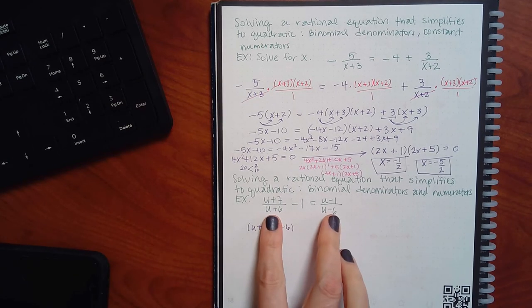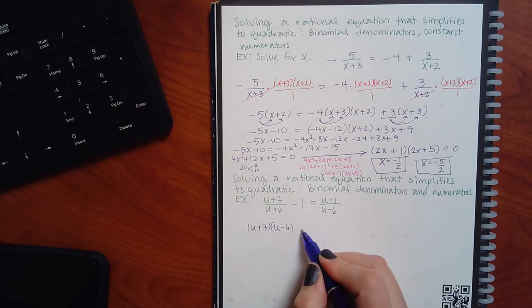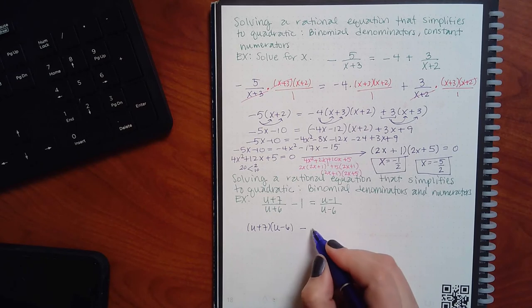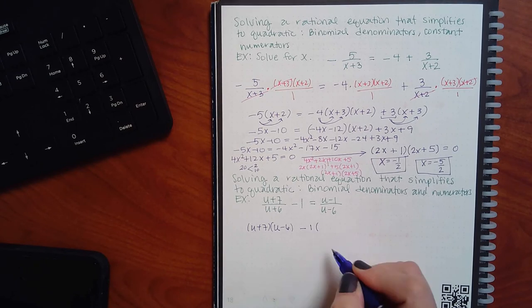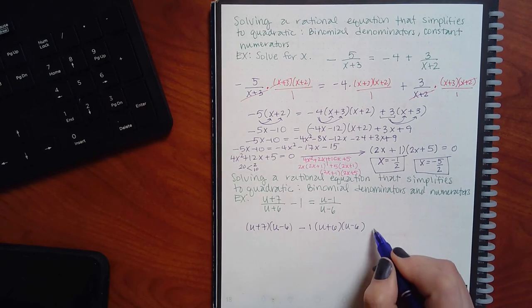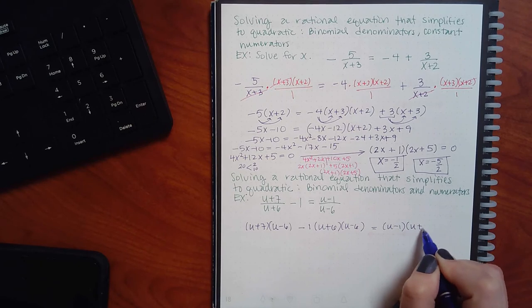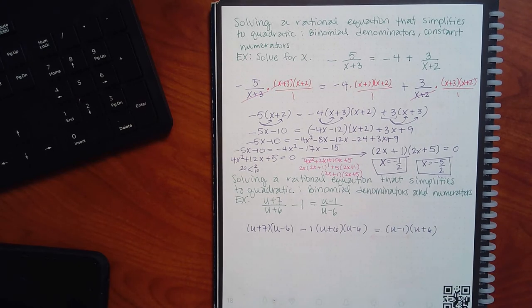You're multiplying by both of these. Right. This one cancels, but you still have that one left, right? When you get to this term, what happens? It's just going to be negative U plus 6 and U minus 6. And it's going to equal U minus 1 times U plus 6. Yes. Good. So you're seeing both of them and then which one's canceling and what you're left with, right?